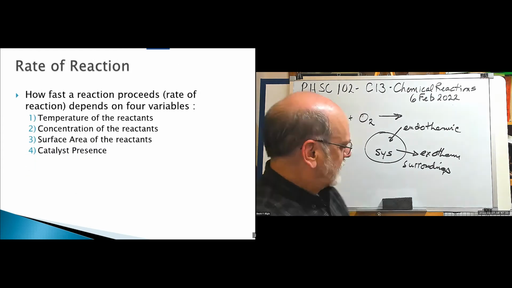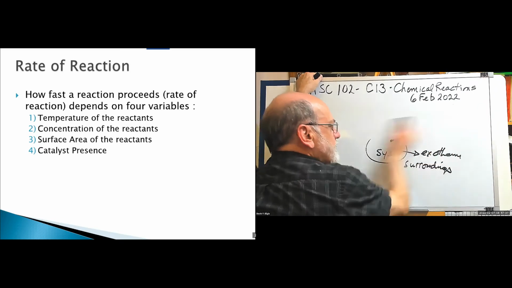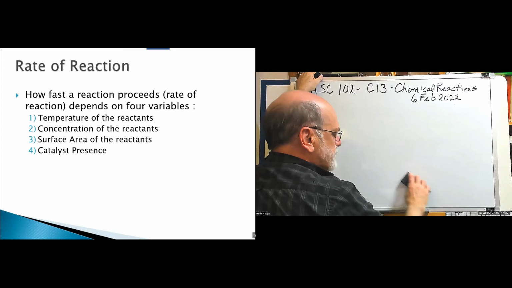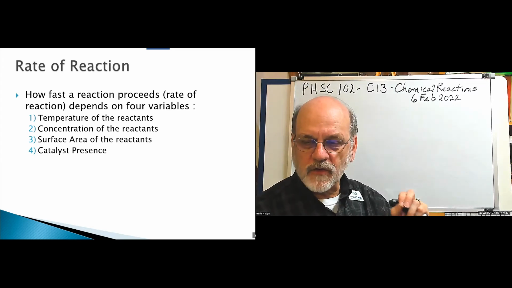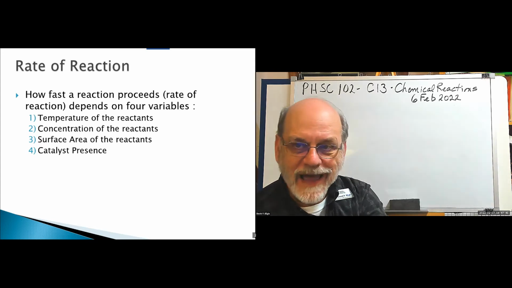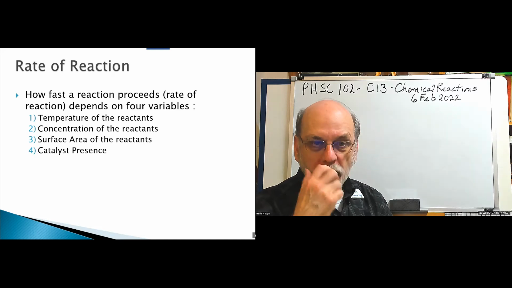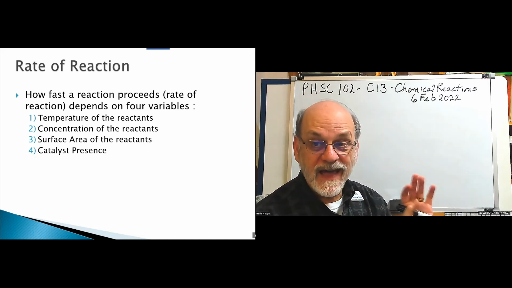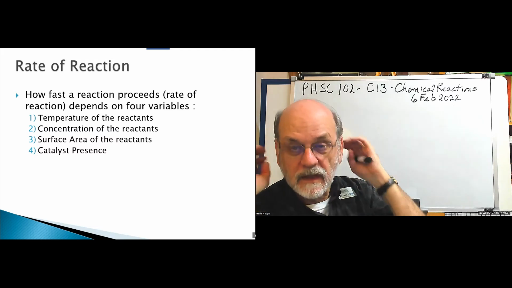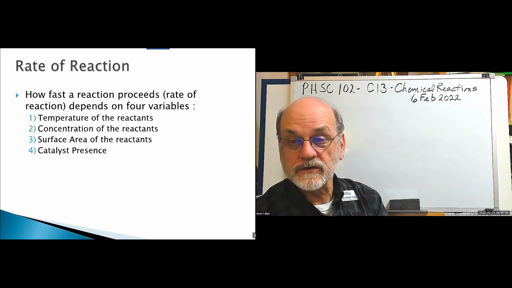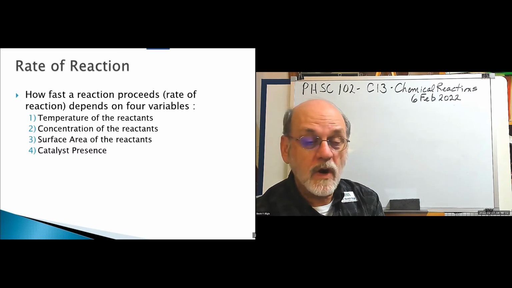Okay. Now, the balanced chemical equation describes before and after in a chemical reaction. But it doesn't say anything about how fast you get there. How fast does that reaction occur? There are various factors that go into answering that question.